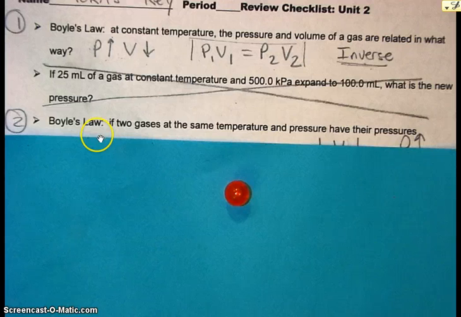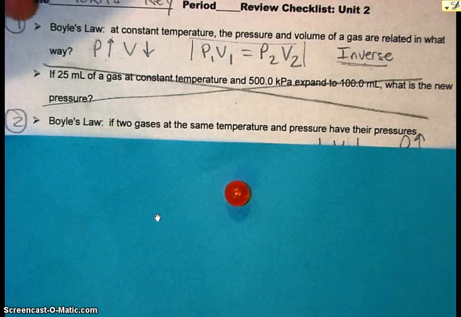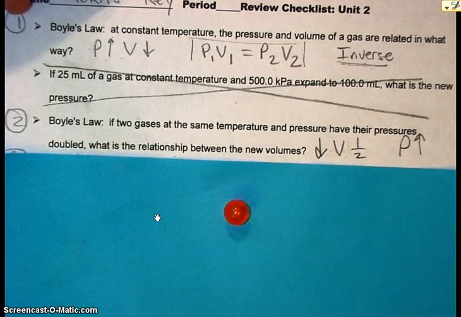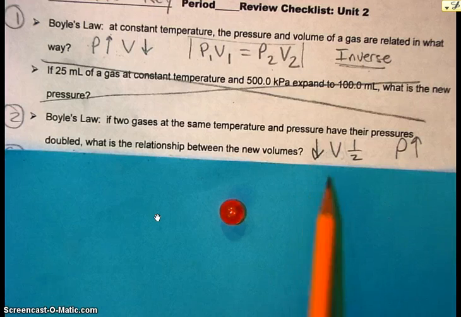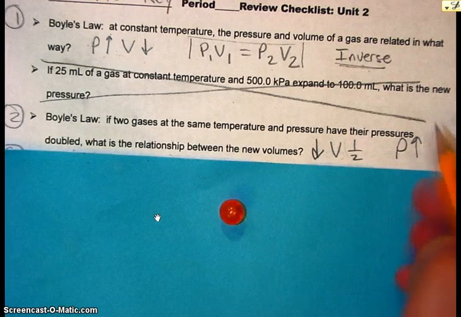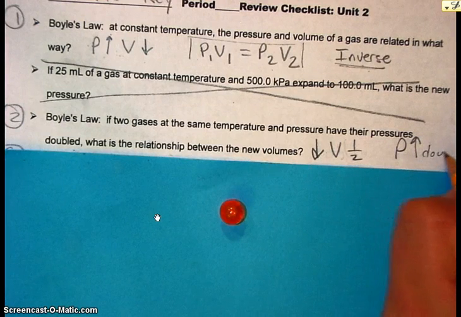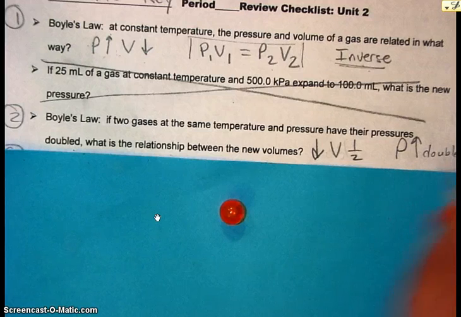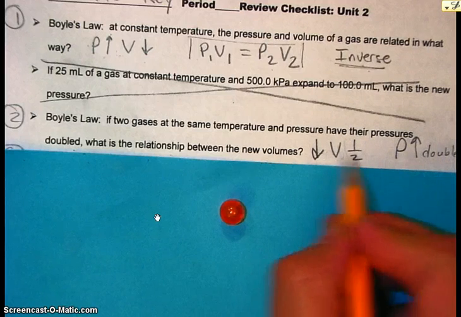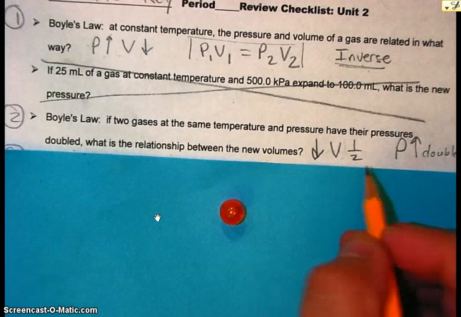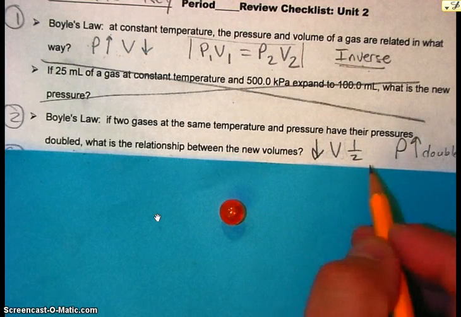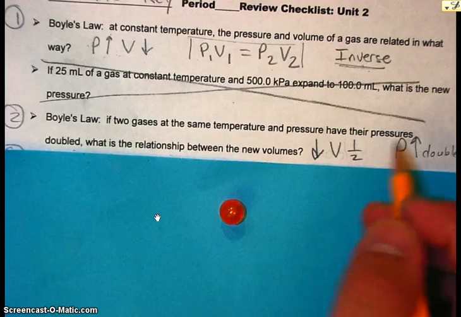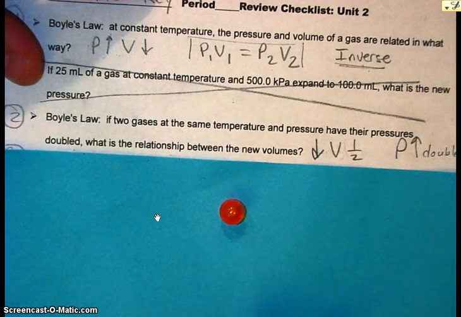I'll call this number 2. It says if two gases at the same temperature and pressure have their pressures doubled, what is the relationship between the two volumes? Well, basically, if the pressure is doubled, that means the volume is going to be cut in half. Okay, so you double the pressure, then you do the reciprocal of that, and you get half the volume. All right.